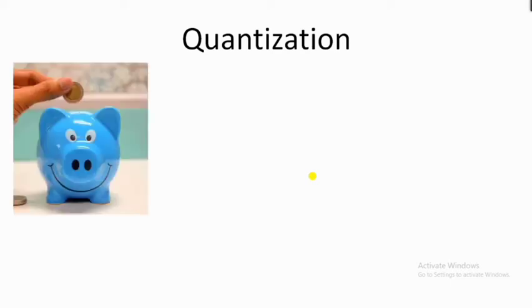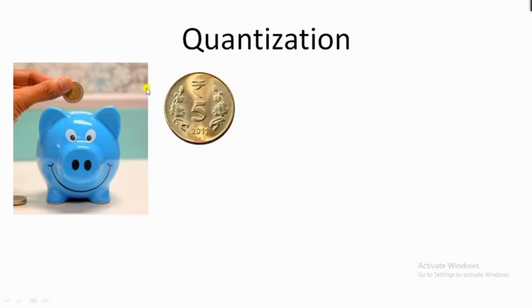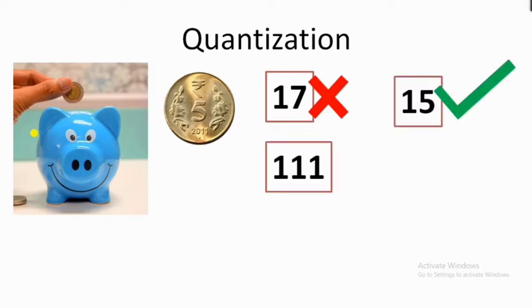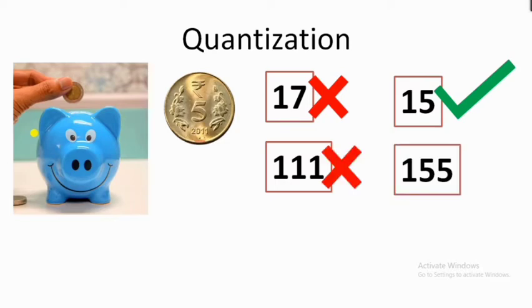Now the second property is quantization. Let's understand quantization by taking a simple example. Suppose you have a piggy bank and suppose you put only 5 rupee coins in this piggy bank. So when you break your piggy bank, is it possible for you to get 17 rupees? No. Is it possible to get 15 rupees? Yes. What about 111? No. What about 155? Yes, we can get 155.